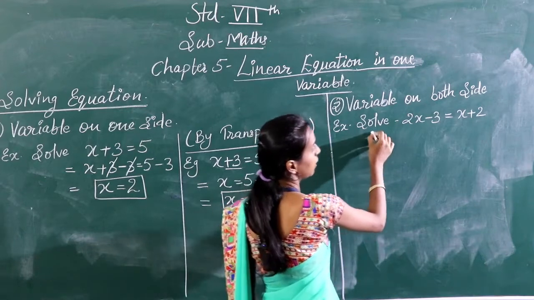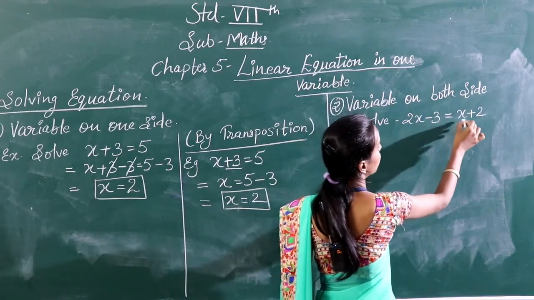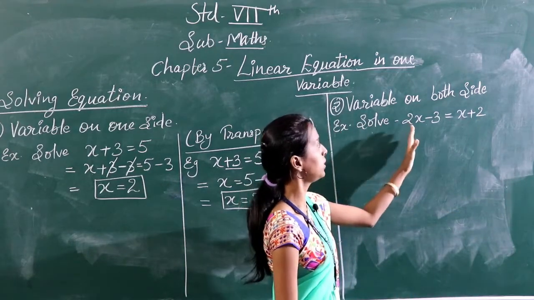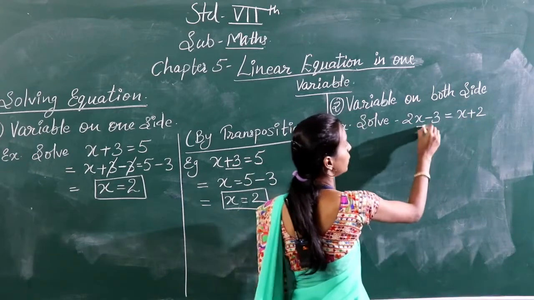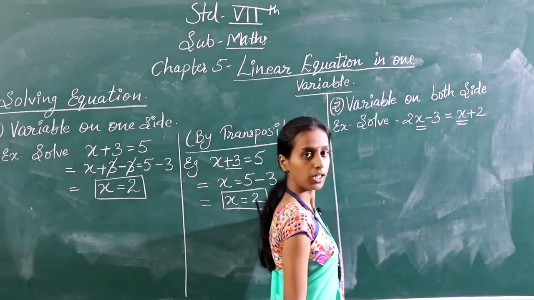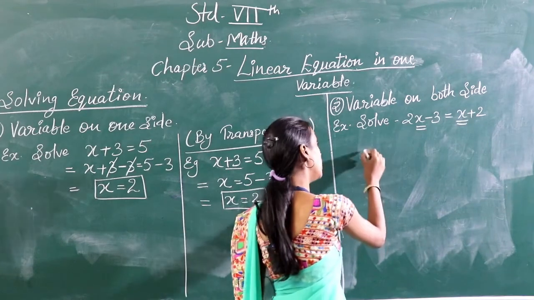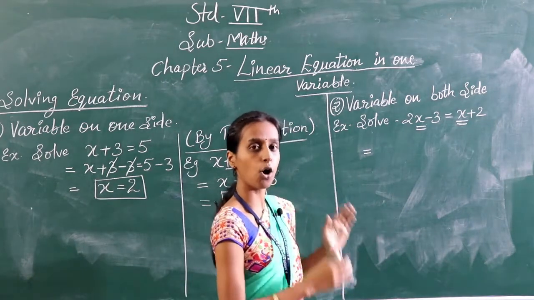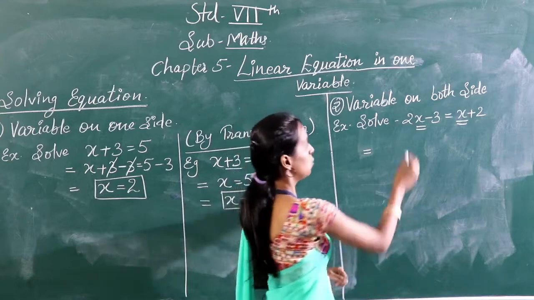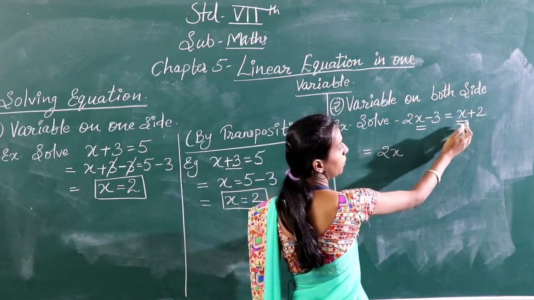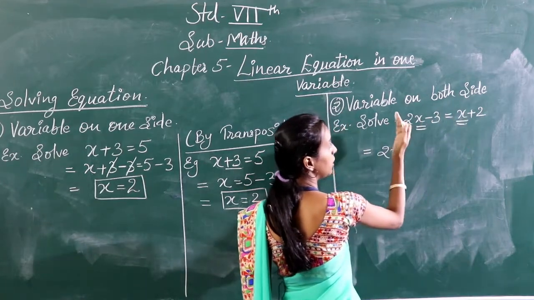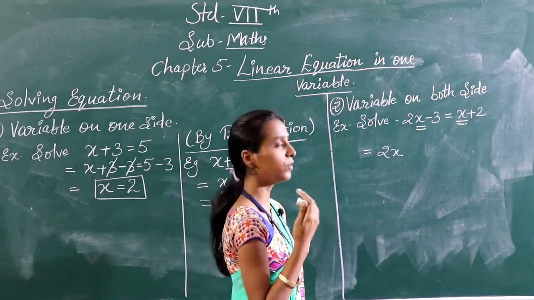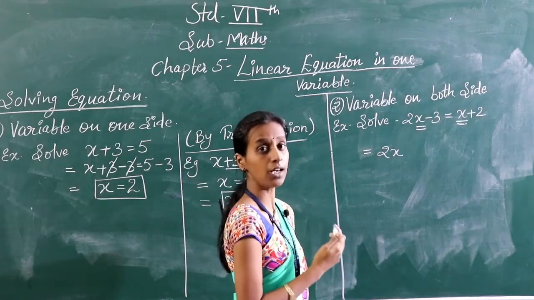So see here, I have taken one example: 2x minus 3 is equal to x plus 2. You can see that both in LHS and RHS you have the variable x. So in this case how will we solve the question? To solve this, we have to take all the variables on one side and all the numbers on the other side. So if we keep 2x here and bring x from the RHS to the LHS side, that means we are changing the side of the variable. So if we are changing the side, we will also change the sign.